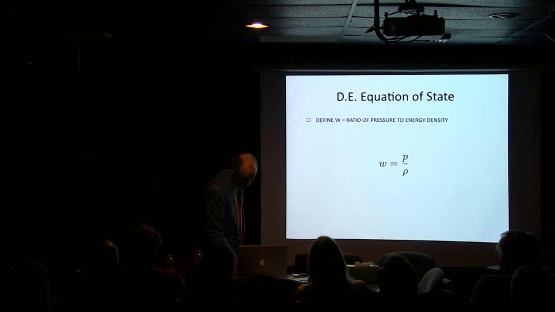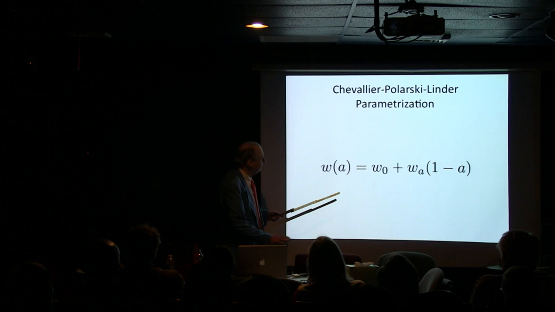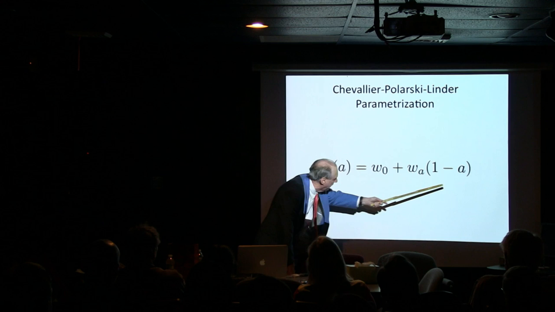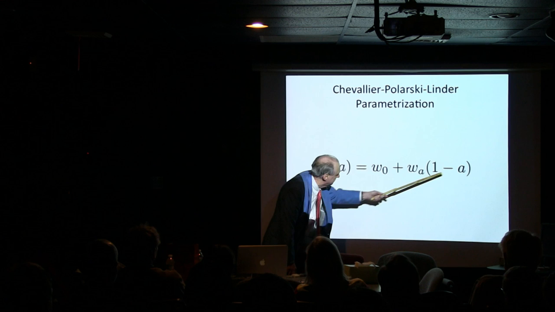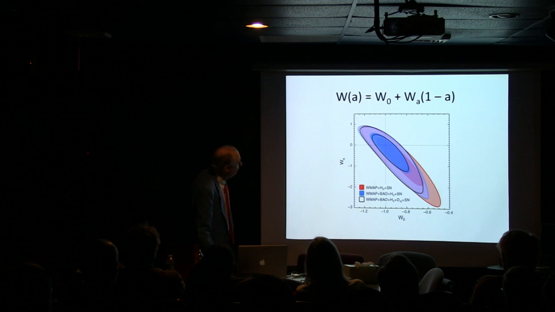These people said, well, let's see, maybe it's varying in time. So we'll invent this formula where A is the expansion factor in the universe, and A equal zero is the Big Bang, and A equal one is now. And we'll assume that this W has a current value here, and plus it's been varying in time with this component, and we're going to solve for these things and see what kind of limits we can get on them. And this is the answers that we've gotten so far.